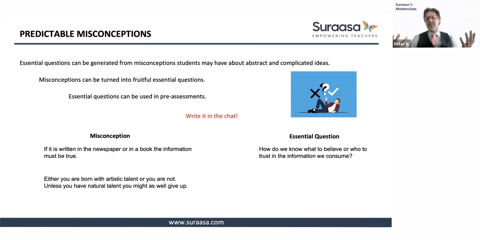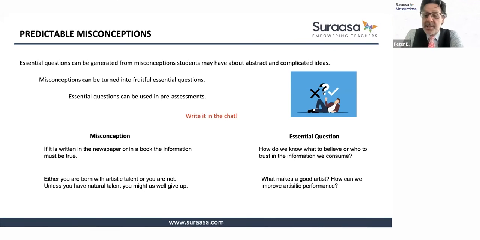So these are fantastic, right? Here's what Grant Wiggins and Jay McTighe came up with, and you'll see the similarities between what's in the chat. What makes a good artist? How can we improve artistic performances? So we saw both of these, not written in the exact same way, but there's more than one way to do it. And we saw that represented by you in the chat.